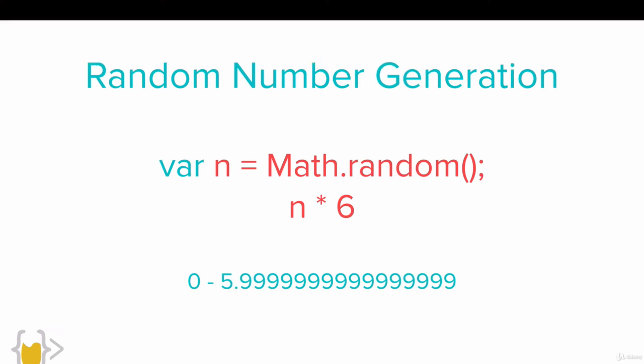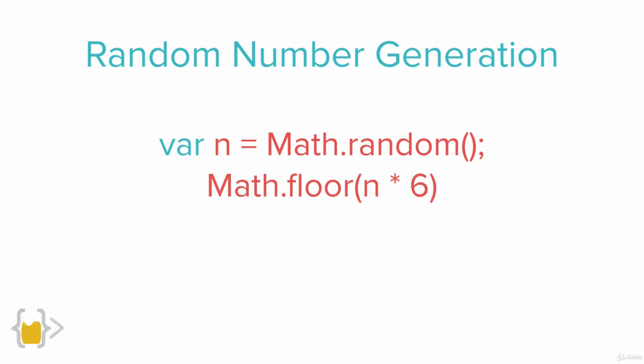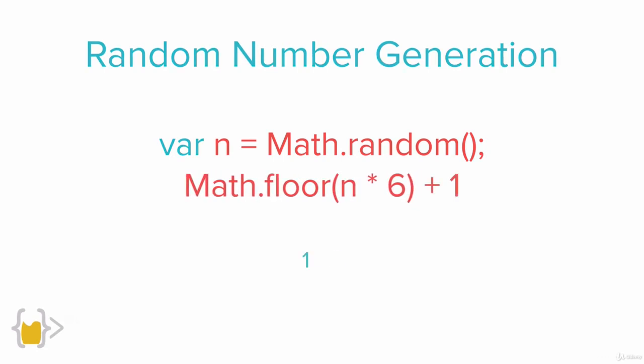Now, very rarely will you want to use the random number as a floating point number. So you tend to use Math.floor to round that number down to the nearest whole number. And that range then becomes 0 to 5. Now finally, because we want a range for our dice between 1 and 6, then all we need to do is add 1 to our code, and we end up with code that generates random numbers between 1 and 6.